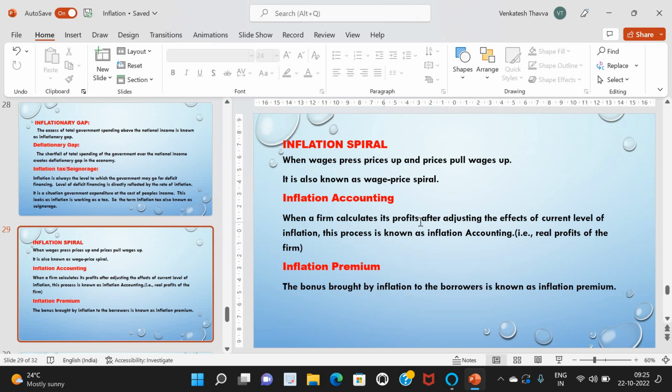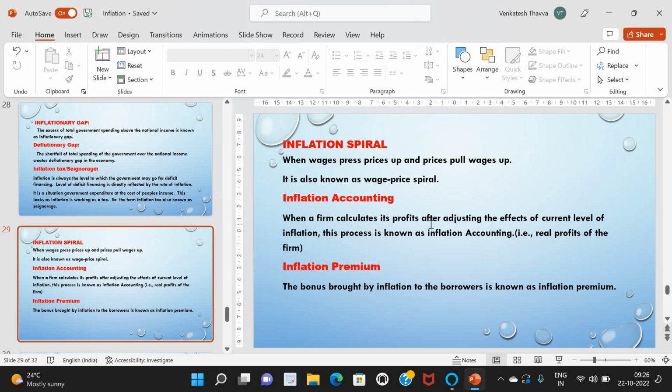Next, coming to inflation accounting. What is inflation accounting? It is a special accounting technique when a firm calculates its profit after adjusting the effects of the current level of inflation. This process is known as inflation accounting. Such profits are the real profit of the firm, which could be compared to a historic rate of inflation. It provides a meaningful and reliable database, facilitating a realistic and rational decision making process in the organization.